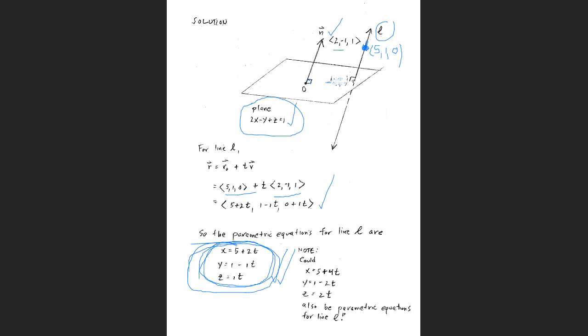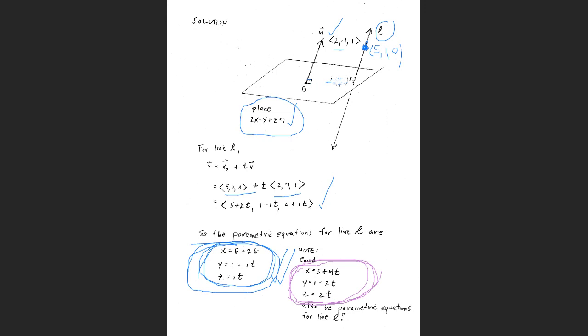Now, last question. Could these parametric equations also be equations for the line L? x equals 5 plus 4t, y equals 1 minus 2t, and z equals 2t. Could those also be parametric equations for the line L? Are parametric equations unique? They could be the parametric equations for line L because they just differ in multiples of t. That's exactly right.